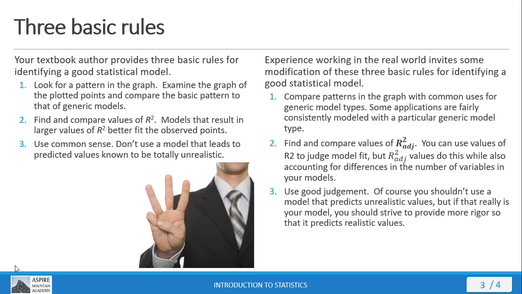Third, again, you want to use good judgment. Common sense is one thing, good judgment is something else. Of course, if the model's producing a value that's unrealistic, you're not going to use it. But if that really is your model, you should strive to provide more rigor so that it produces a more realistic value. So go back and look at the assumptions. Go back and look at the data. Go back and look at your boundary conditions. Go back and look at everything you used to produce the model and say, what can we do to make these values better so that the model we produce is better?